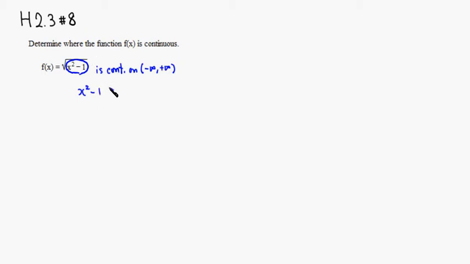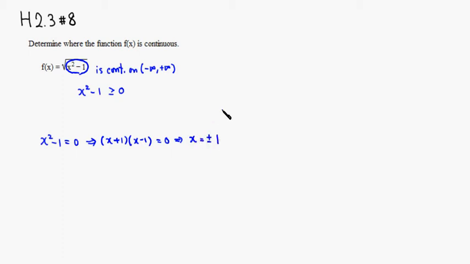But since this is a square root, we also have to make sure that x squared minus 1 has to be non-negative. Right? So let's do first, we're going to look at the equality. So I can do x squared minus 1 equals 0. Then we can factor it out. So x plus 1 times quantity x minus 1 is equal to 0, which means that x is equal to plus or minus 1.